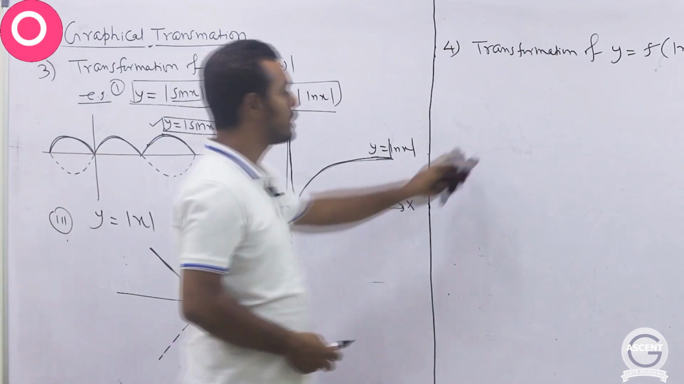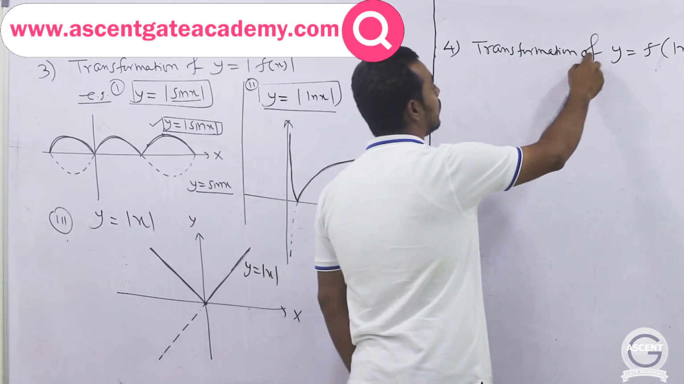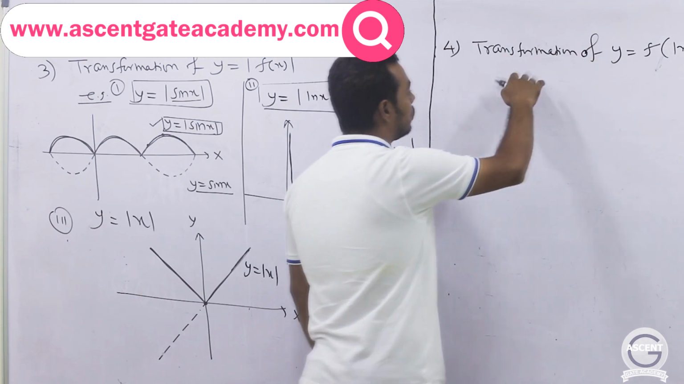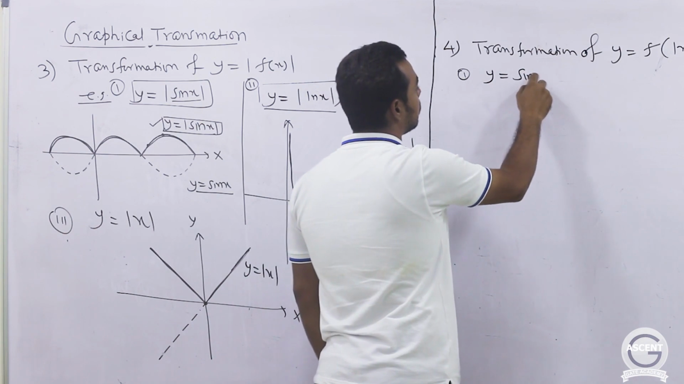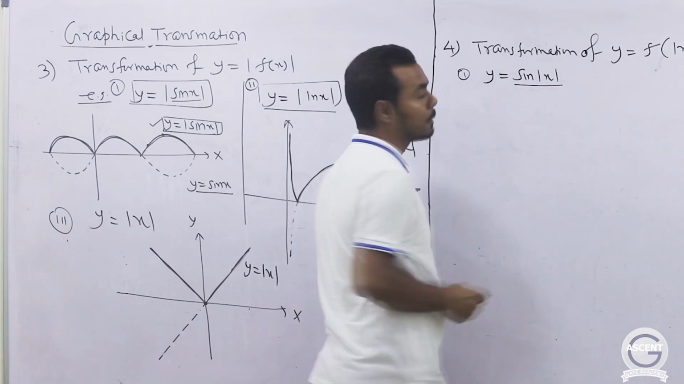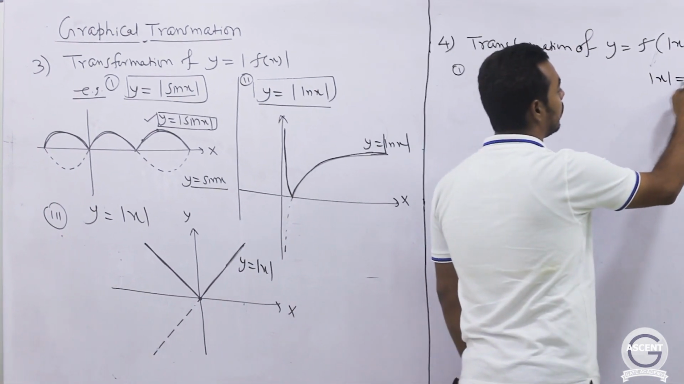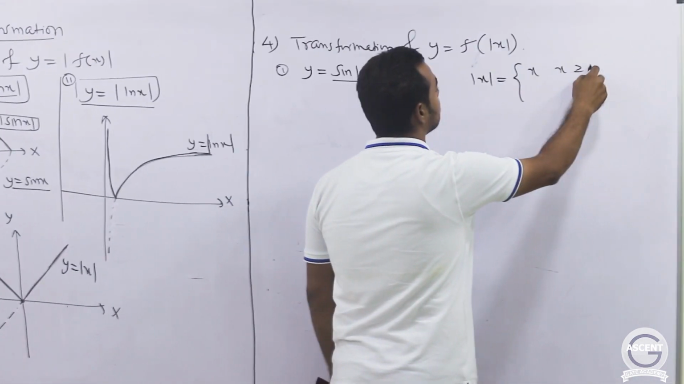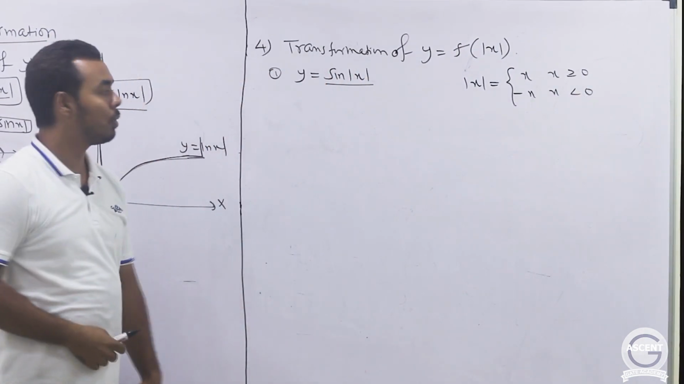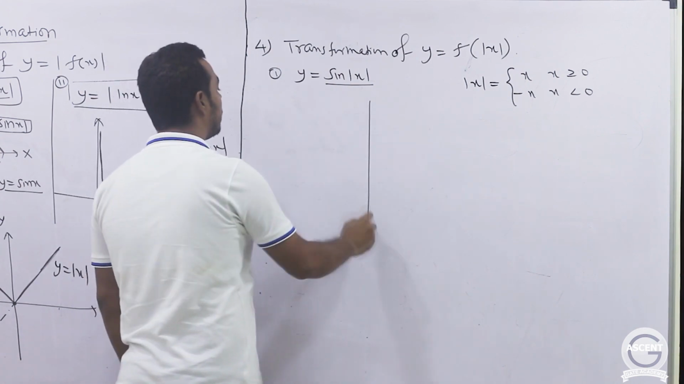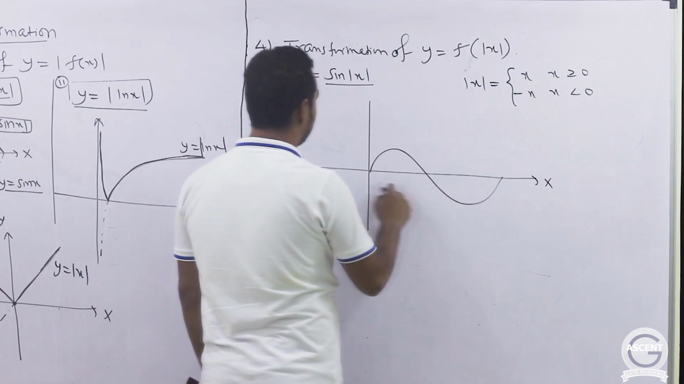Now the fourth one is also very important. If we have to do the transformation y equals f of mod x, how do we do it? Again we will see this with the help of an example. Suppose we have y equals sin of mod x. Mod x is defined as x if x is positive, minus x if x is negative. So the first step here is to draw the graph of the function sin x. This will be your graph of the function y equals sin x.